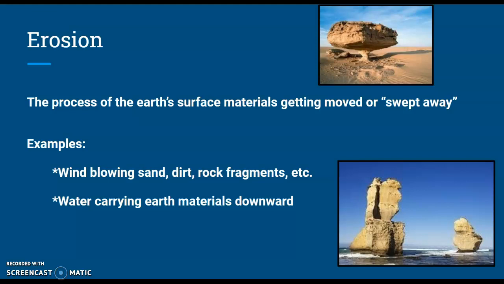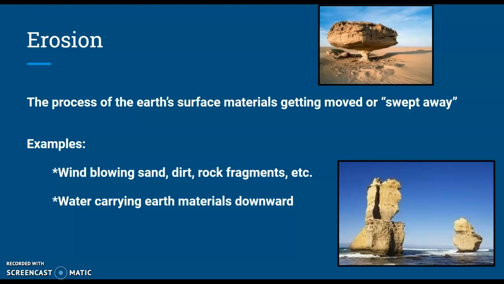Erosion. Erosion is a process of Earth's surface materials getting moved or swept away. So if you think of something getting broken down or broken apart, that would be the weathering. Whereas after it gets moved or swept away, or it gets moved from a different place from where it originally was, that would be the erosion of it. And again, this also happens naturally, just like the weathering.